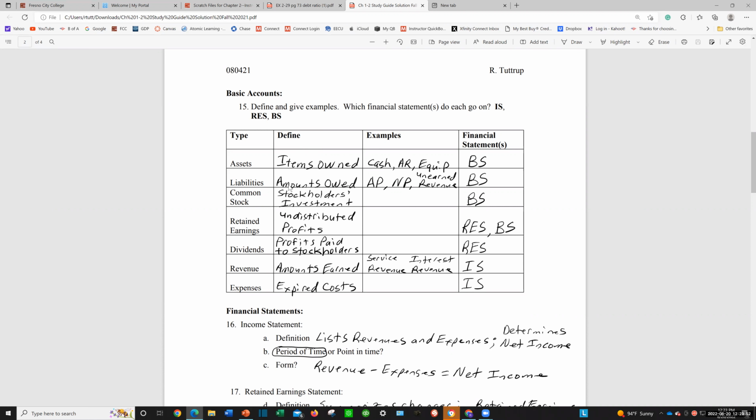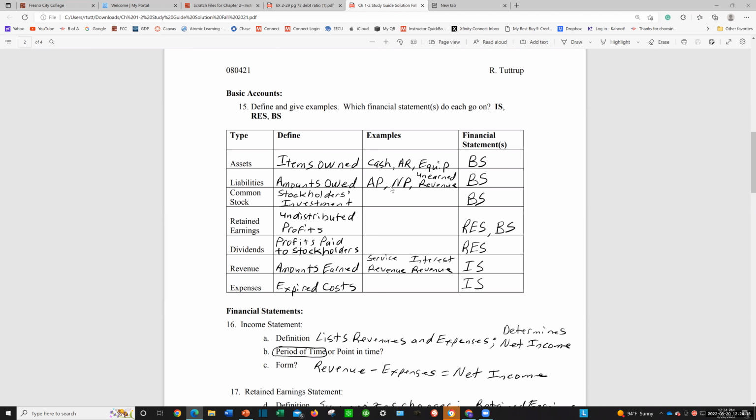Liabilities, what's the definition? Amounts owed. Now, remember, if you see the payable, you know it's a liability, or you see unearned, it's a liability. So AP is shorthand for accounts payable, right? NP is shorthand for notes payable, right?